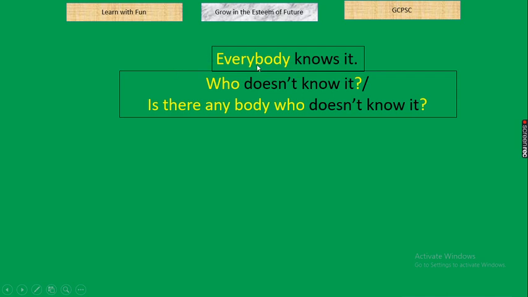Everybody. In case of everybody, what will happen? There will be who plus negative. I am repeating, in case of everybody, there will be who plus negative. So everybody knows it, only the verb. So who doesn't know it? There is an alternative. In case of everybody, you can take is there anybody who. Is there anybody who, then negative, doesn't know it.